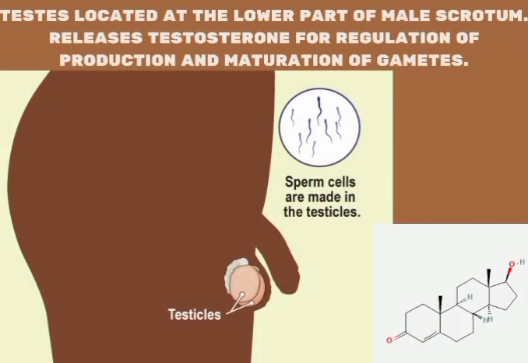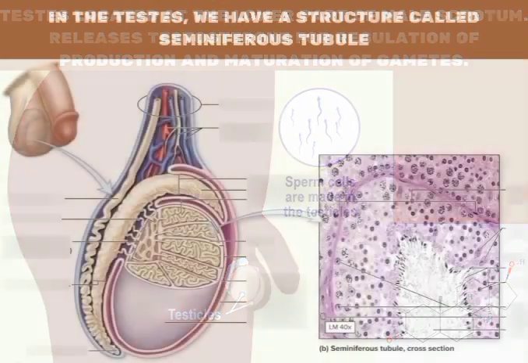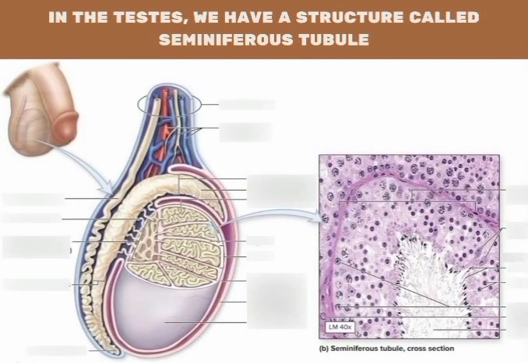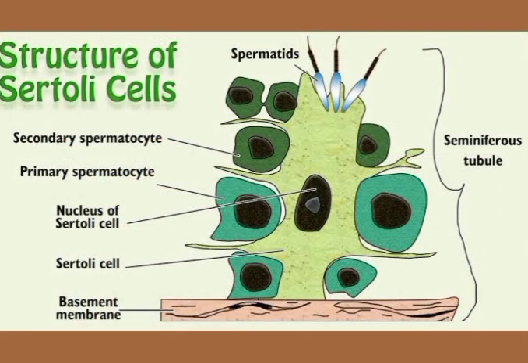Now we're moving on to the testes. The testis is located in the lower part of the male scrotum and plays a big part in the male reproductive system. It releases testosterone for regulation, production, and maturation of gametes. In the testes, we have a structure called the seminiferous tubule, where spermatogenesis takes place. Seminiferous tubules consist of Sertoli cells, which are tall columnar cells that line the tubule. Their function is to nourish the developing sperm cells.